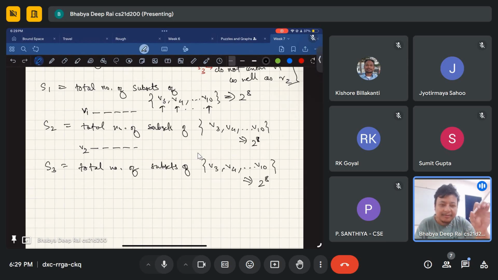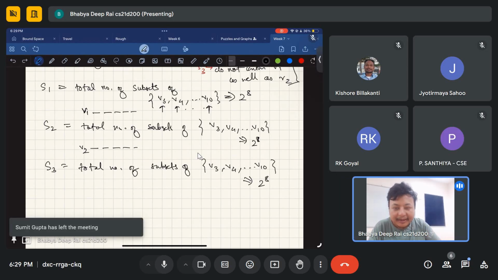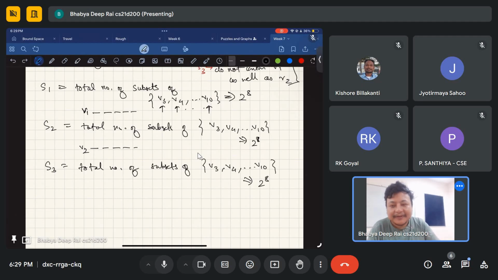So what will it result in? It'll have all subsets that will definitely contain V1 but will never contain V2, because I never considered V2 at all. But see, the count will remain the same because I'm not adding any more sets to it. So it was 2 to the power 8. There are 8 elements here, and to each of them I include V1, so we are not increasing the number of sets. We get 2 to the power 8.